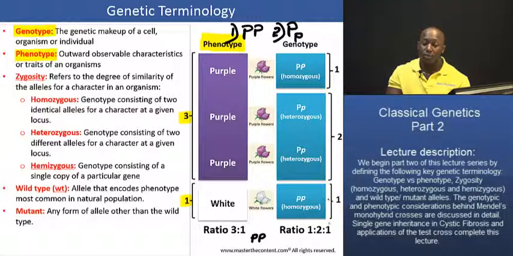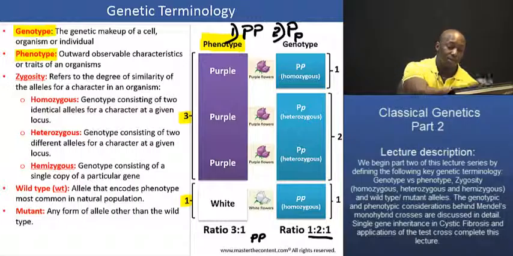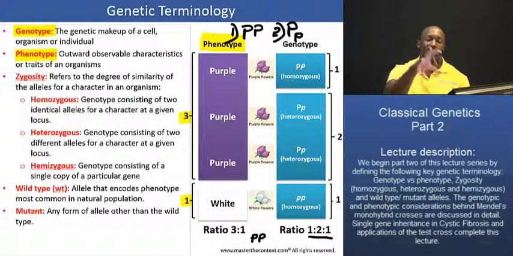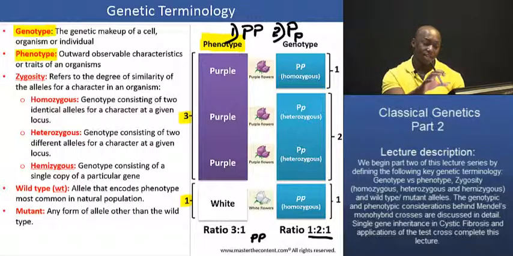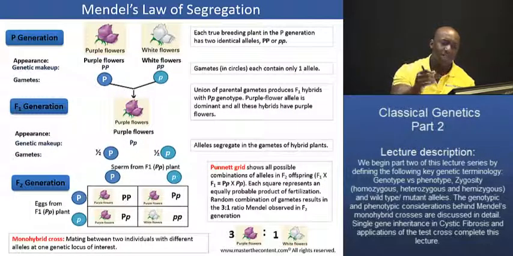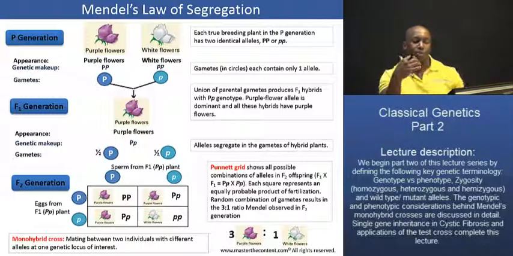And the genotypic ratio is different, because you have 1 homozygous dominant genotype, 2 heterozygous genotypes, and 1 homozygous recessive genotype. So a ratio of 1:2:1. As you can see, you can have different genotypes giving you the same phenotype. Now that we've defined and gone over these key genetic terms, let's delve even further into analyzing the cross that Mendel used to determine his law of segregation.